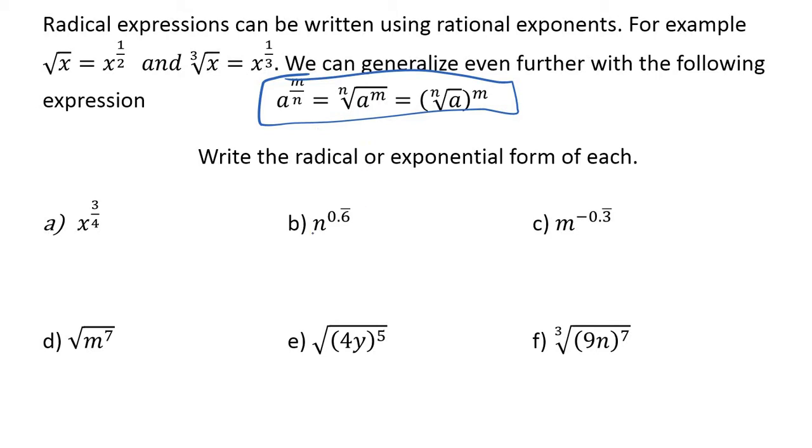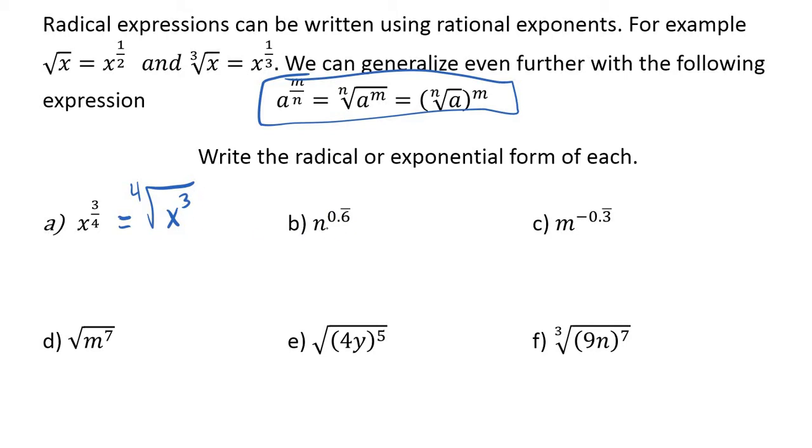So let's just practice going back and forth again. Write in radical or exponential form. Radical form just has the radical, and exponential is just written as an exponent. So x to the 3/4. Again, here's the power, here's the root, if you want to think that way. So we could write this as the 4th root of x cubed. Or again, I could put the cube outside if I want.